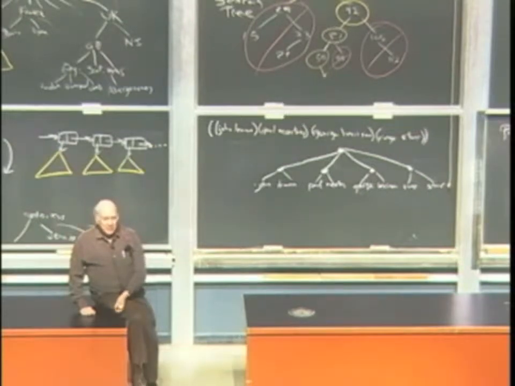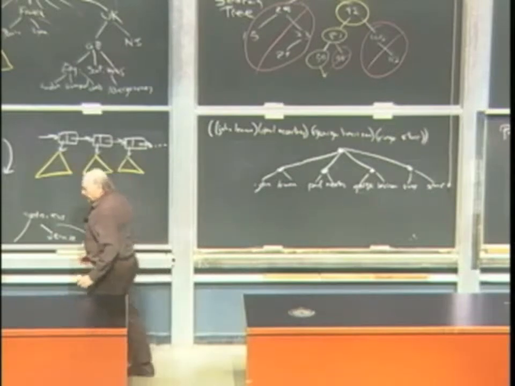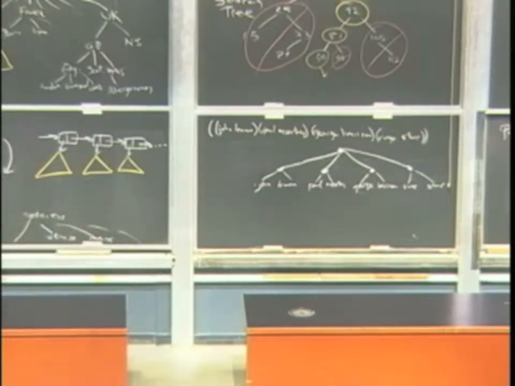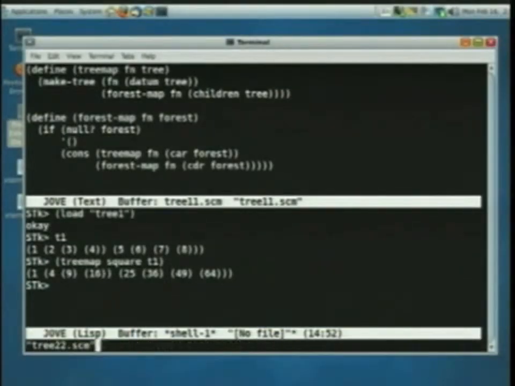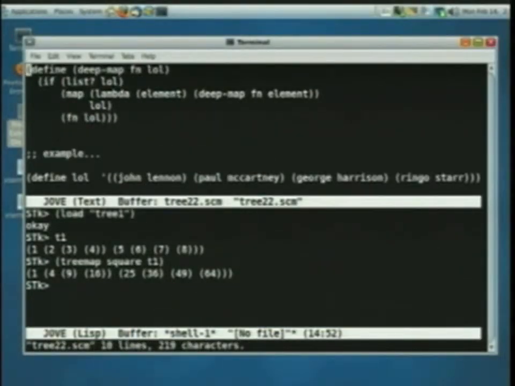one approach I might take would be to write something that looks a lot like tree map. Except that it wouldn't talk about make tree or datum or children, because we're not using that abstract data type. Instead, it would say, this. And what this code says, it's not as pretty as tree map, but it's not too bad.